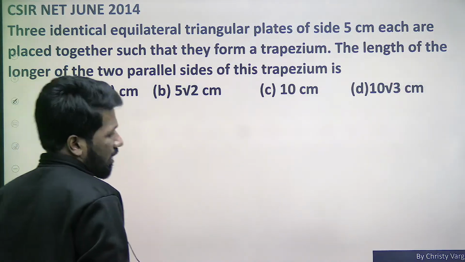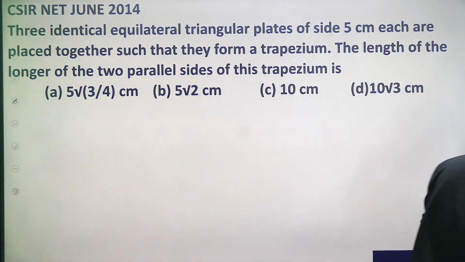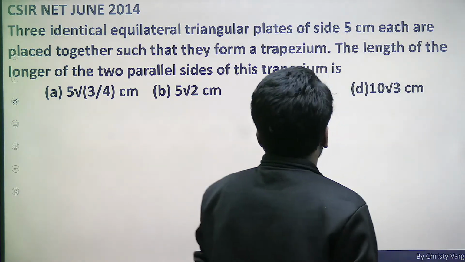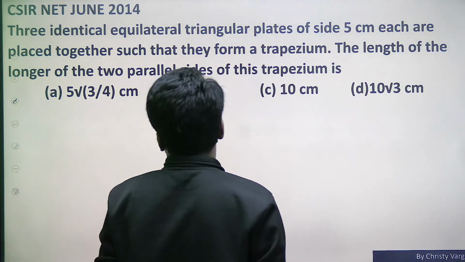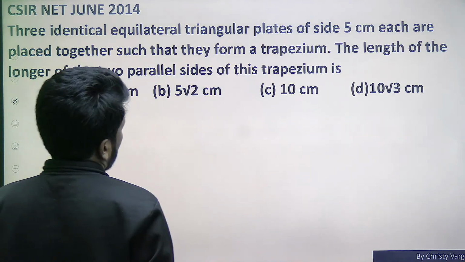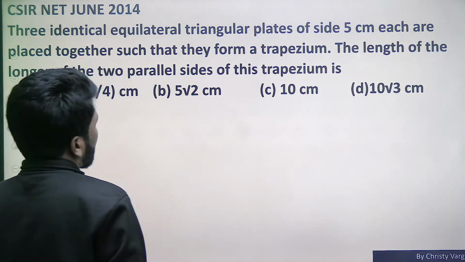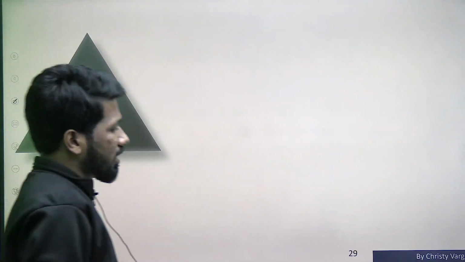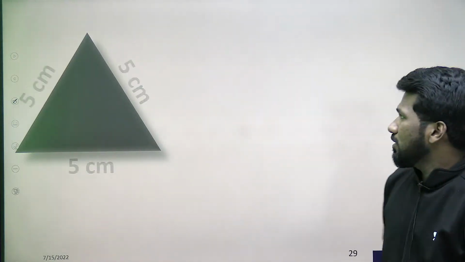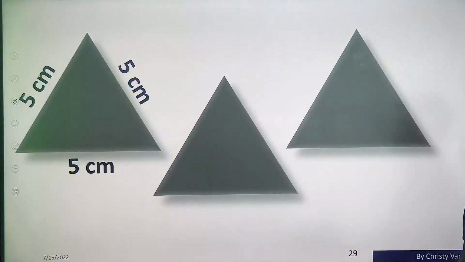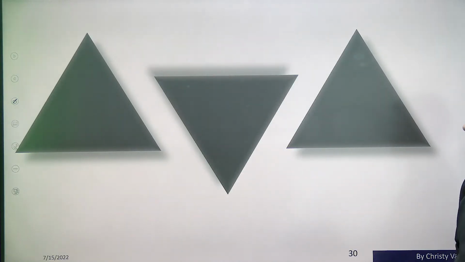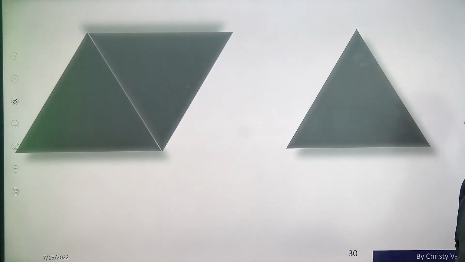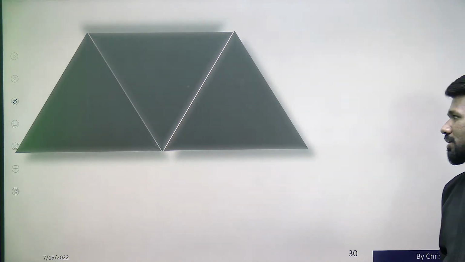3 identical equilateral triangles, all 3 of the same shape and of side 5 centimeters. So the side length of the equilateral triangle is 5. Each are placed together such that they form a trapezium. How can 3 equilateral triangles form a trapezium? That is the question. So this is an equilateral triangle. Similarly, 3 equilateral triangles, how can you join them? Look at this. You can invert this triangle, attach it to this, and then attach this to this. You will get a trapezium.